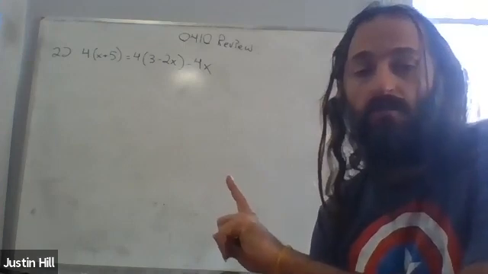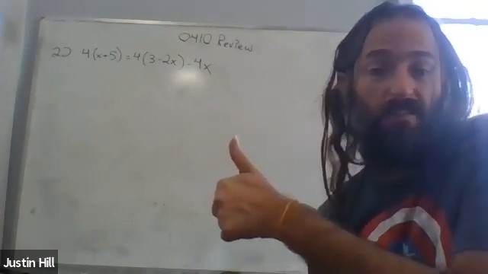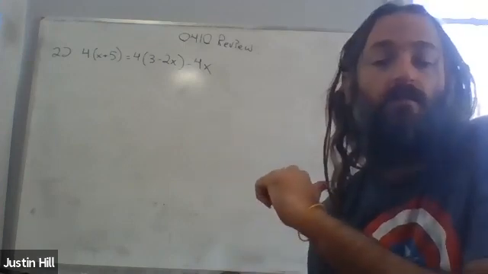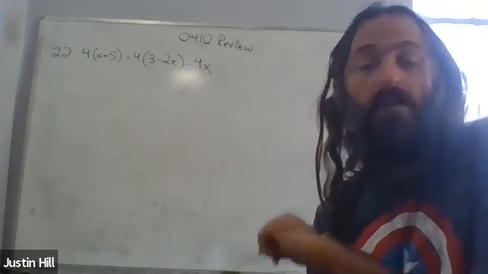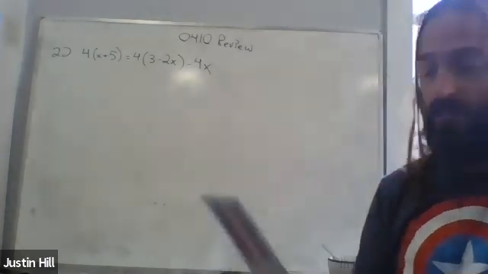We're going to solve this, and then if it's a solution, it's conditional. If it's an infinite number of solutions, it's an identity. And if it's no solutions, it's a contradiction. So let's go ahead and do that.